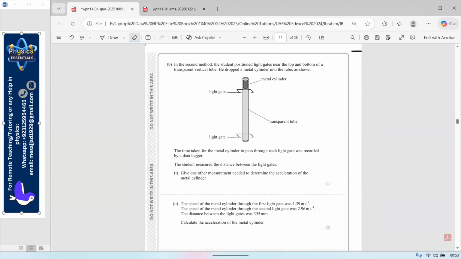In the second method, the student positioned light gates near the top and bottom of the transparent vertical tube. He dropped a metal cylinder into the tube as shown. The time taken for the metal cylinder to pass through each light gate was recorded by a data logger. The student measured the distance between the light gates, gave one other measurement needed to determine the acceleration of the metal cylinder.